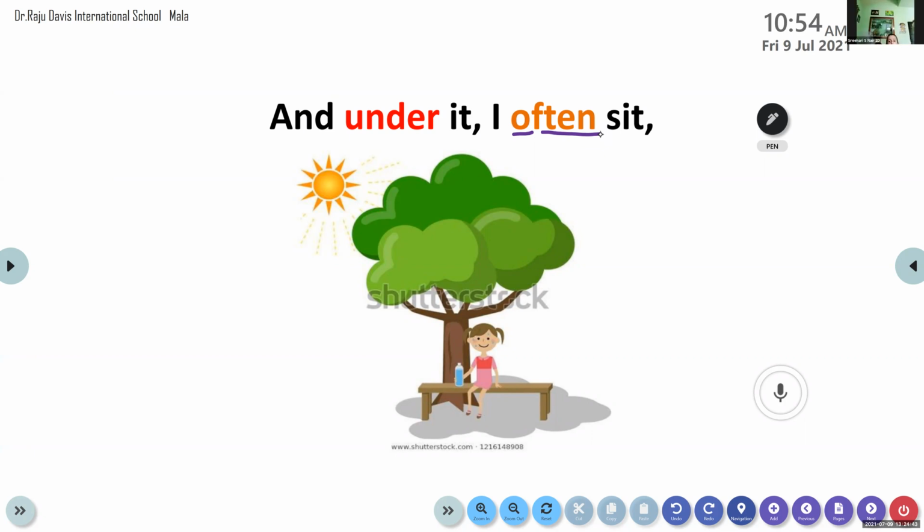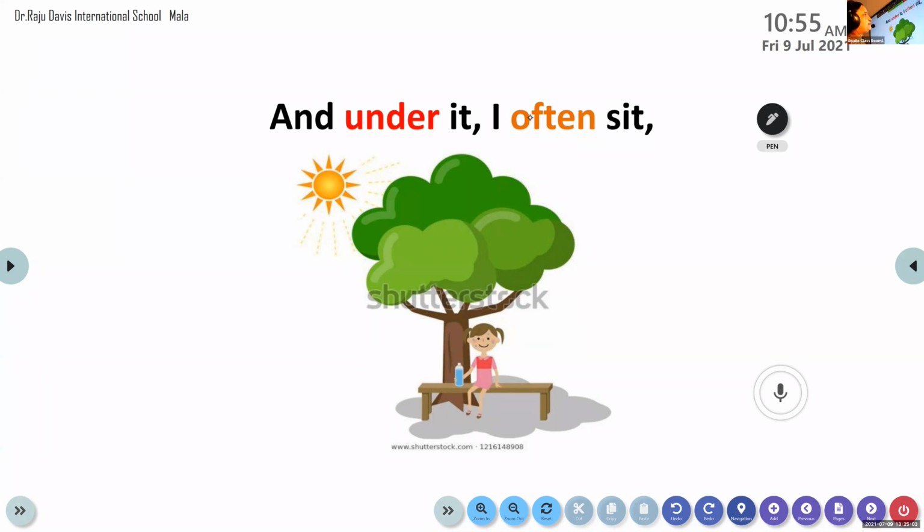Often. Often. Very good. T is a silent letter here, so we don't need to read it. Often. Repeat. Often. Okay, read the next word.